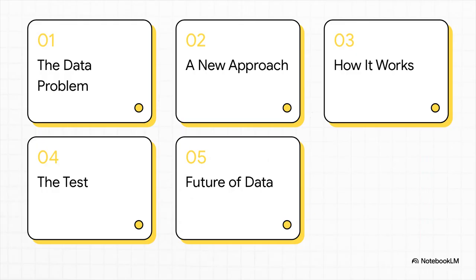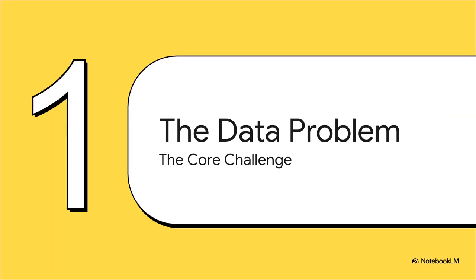All right, here's our game plan. First, we'll talk about the big problem with controllable data. Then we'll get into a flexible new approach that's shaking things up. We'll break down exactly how this thing works. It's called RelDDPM. After that, we'll put it to the test and see the results. And finally, we'll look ahead to the future of data. Let's get into it. All right, first up, let's really nail down the core problem we're trying to solve here.